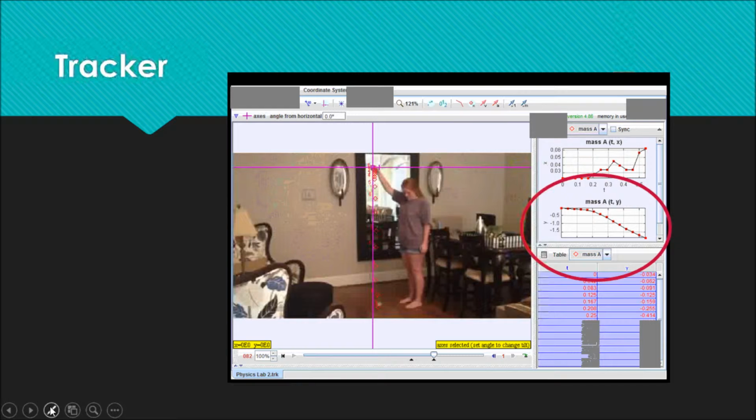After filming this video, I put it in Tracker to record its motion and extract that data. Here we can see the data recorded from Tracker, in this table right here, and in the graph of that data.